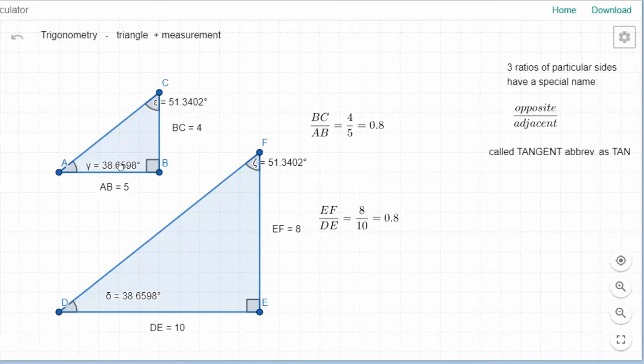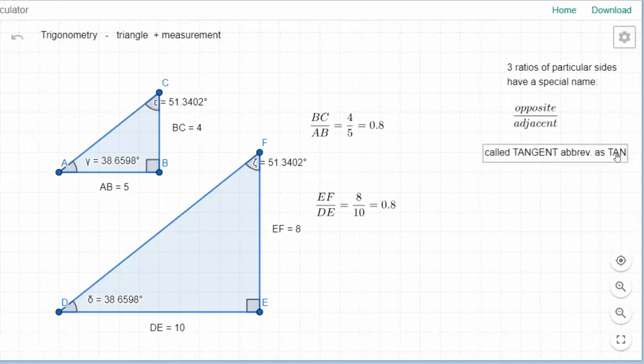So what we get here is a different angle in both triangles, but they both again have the same ratio, 0.8, 0.8. Now this particular ratio is called the tangent ratio, and it's normally abbreviated as the word tan, T-A-N. That's the short way of writing its full name, tangent, and it's defined as the opposite length over the adjacent length.